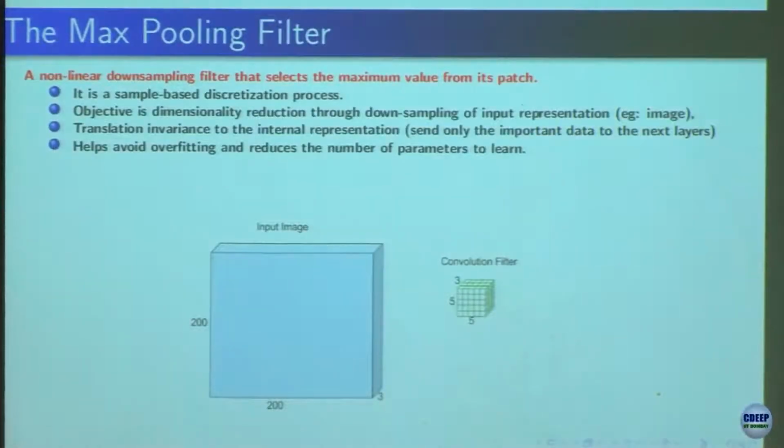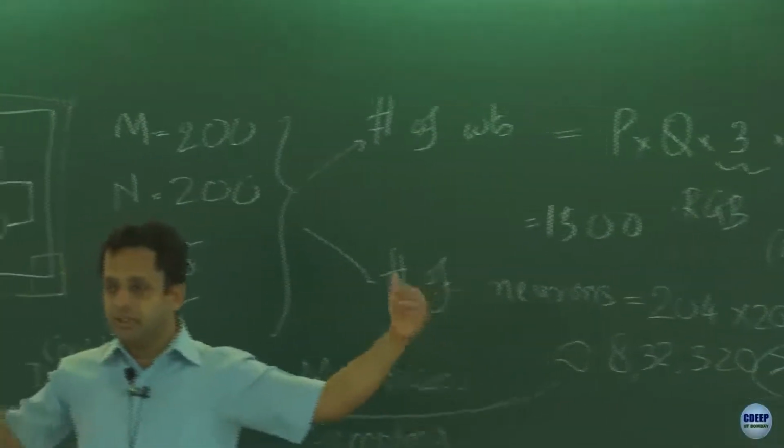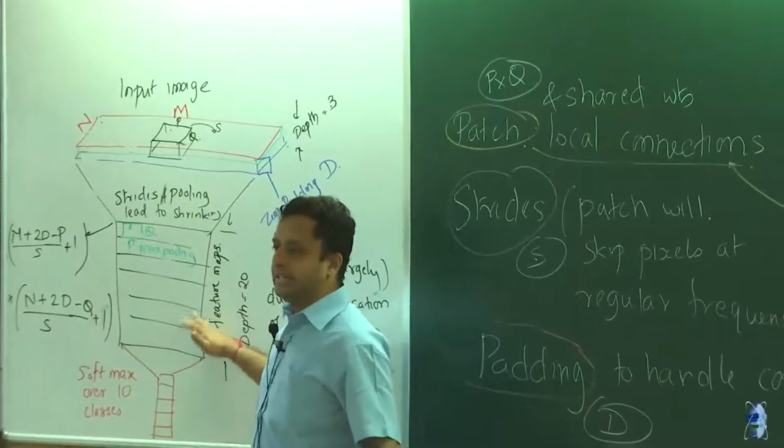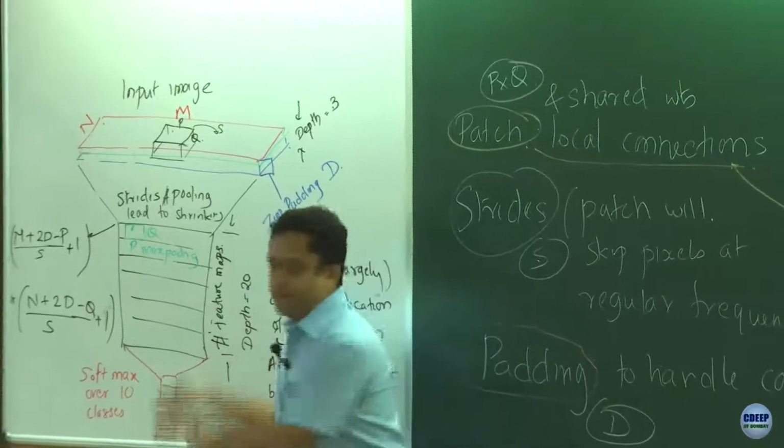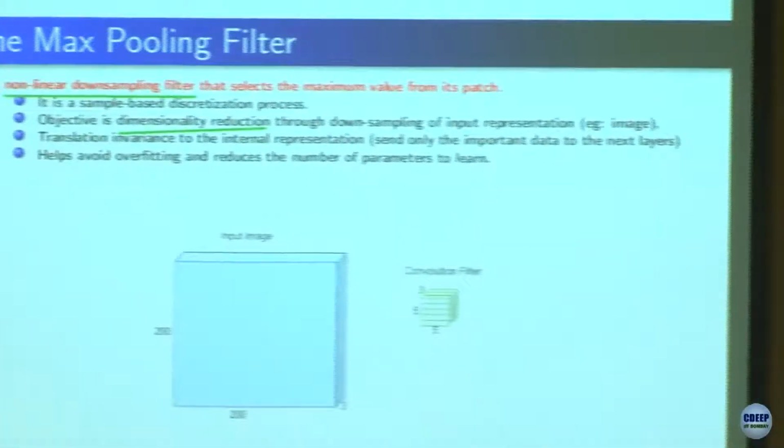Okay, so the max pooling filter, now I call this a non-linear filter and non-linear downsampling filter because it's really looking at some max value. It could have been also min value instead of max value. So it's a sample-based discretization process. One of the objectives is dimensionality reduction. Again I bring to your attention, I said 8,32,000, that's I've increased the dimension overall across all the layers in the depth, right. So I might want to shrink the dimension, that's the motivation, and this is translation invariant. This is interesting.